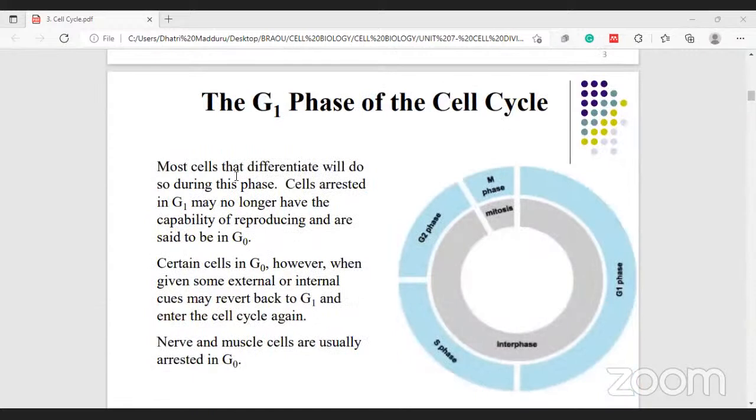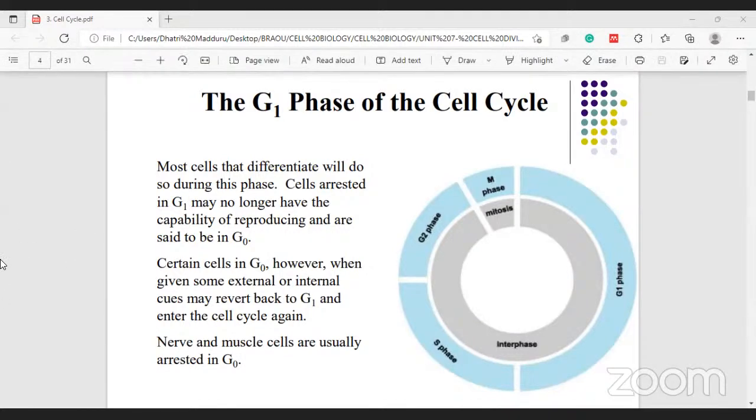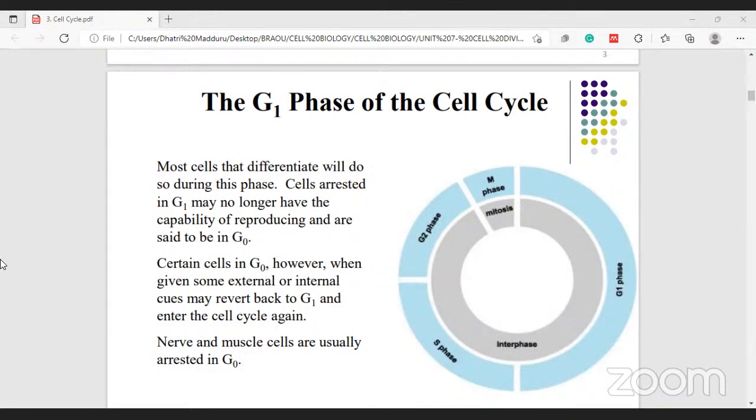Then most cells that differentiate will do so during this phase. So cells are arrested in the G1 phase, have the capability of reproducing, and sometimes, without entering the S phase, they can go to the G0 phase. During the G0 phase, they cannot synthesize, for example neurons of our brain. So usually after G1 phase they enter the G0 phase, and therefore they cannot replicate. Once they get damaged, they cannot replicate.